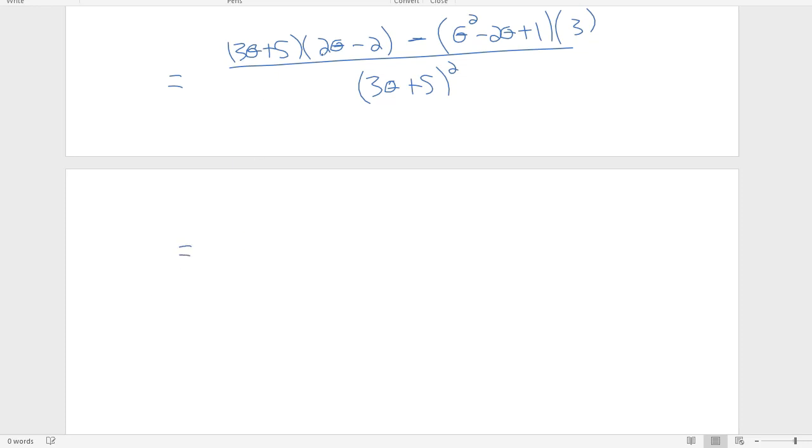But what you'll see a lot of times is they'll multiply all of the stuff out up here to just clean up the expression and gather like terms. So in this case, I'd have 3 theta times 2 theta, which would be 6 theta squared.